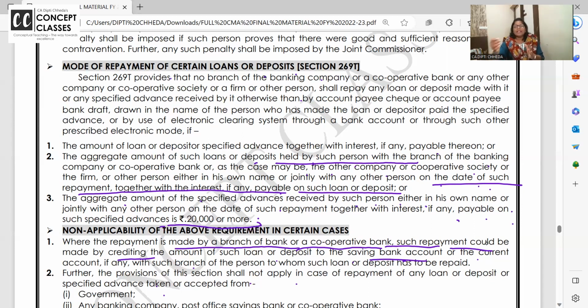While repaying in cash, is your amount held, this is important, is your amount held by that concern, bank, firm, or company exceeding 20,000? Yes. Then even if you have repaid 5,000 in cash, it will be violated. Because why did you give 5,000 cash when your loan outstanding is above 20,000? Now is it clear?